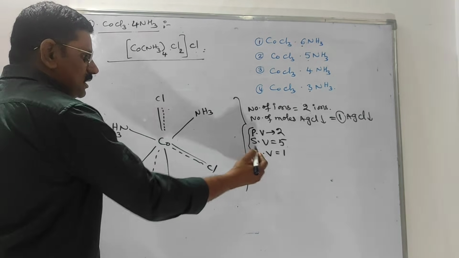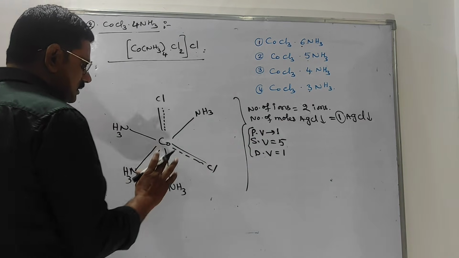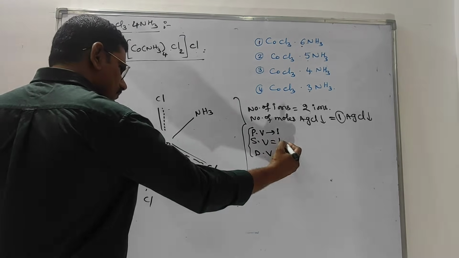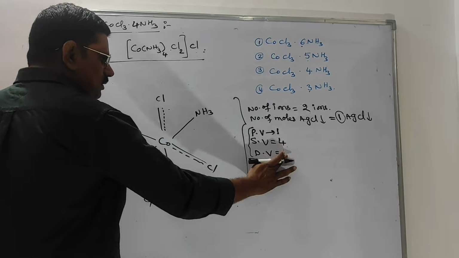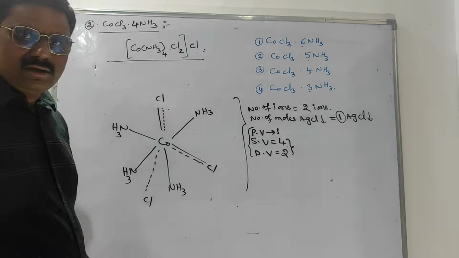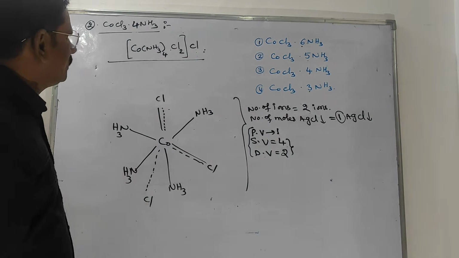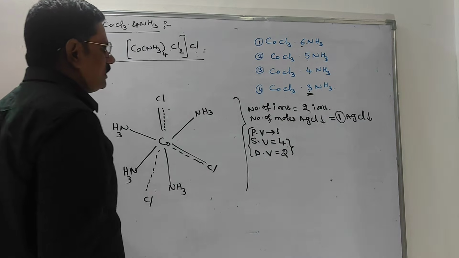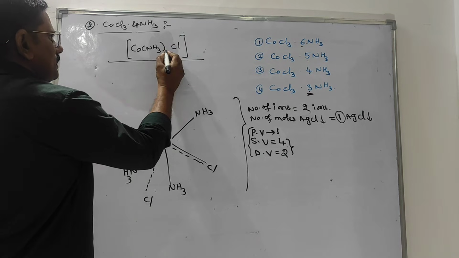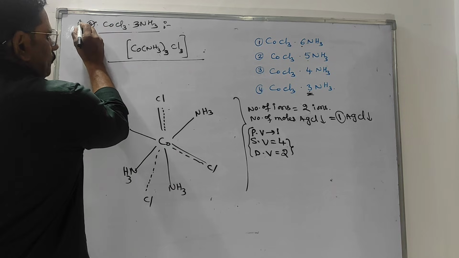And valencies information. How many ions are showing primary valency? 1. How many ammonias are there which are showing secondary valency? 4. And dual valency? 2. Many times dual valency is also considered as secondary valency because it is non-ionizable. And the last compound is CoCl3·3NH3. So there are no chlorines outside the coordination sphere. Here 3NH3. The next example, last example.